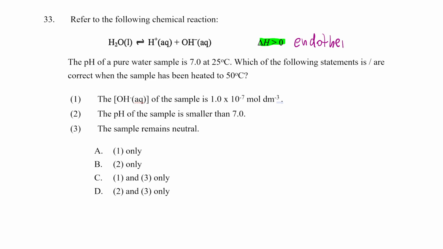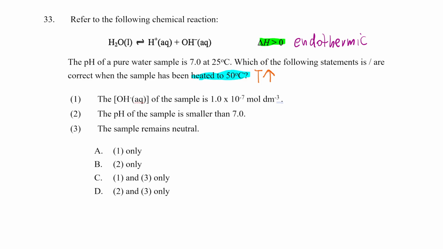The pH of a pure water sample is 7 at 25 degrees Celsius. Which of the following statements is true when the sample has been heated to 50 degrees Celsius? So here, heated up to 50 degrees Celsius, you can see the temperature has increased. T stands for temperature, the temperature has increased. Now let's see option 1.